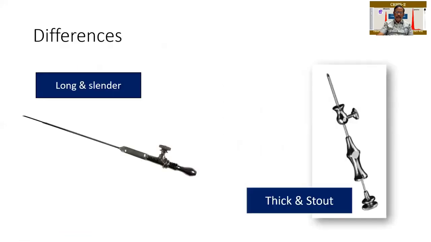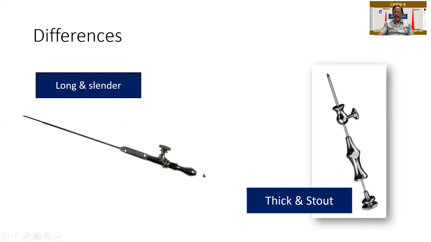What are the differences? I have shown you a couple of needles over here. One is thin, long, slender. In fact, you can bend it also because it passes through the soft tissue. This is the lumbar puncture needle. Whereas in another I find that the needle is thick, short, stout. So this is a bone marrow aspiration needle.